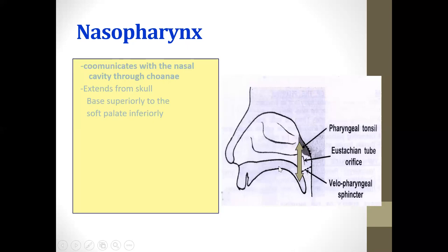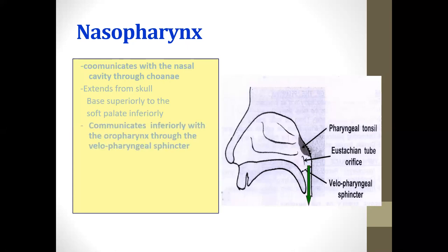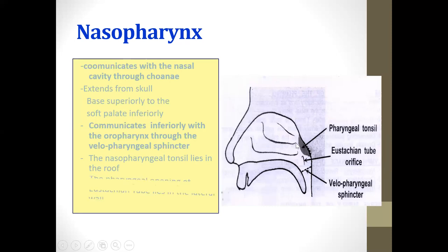Okay, this is the hard palate. It's a hard palate, soft palate, and the nasopharynx ends here at the soft palate inferiorly. Opposite C3, or C2 as we saw in the video. It communicates inferiorly with the oropharynx, that green arrow, via what we call the velopharyngeal sphincter. And the nasopharyngeal tonsil lies in the roof, in the adenoid.